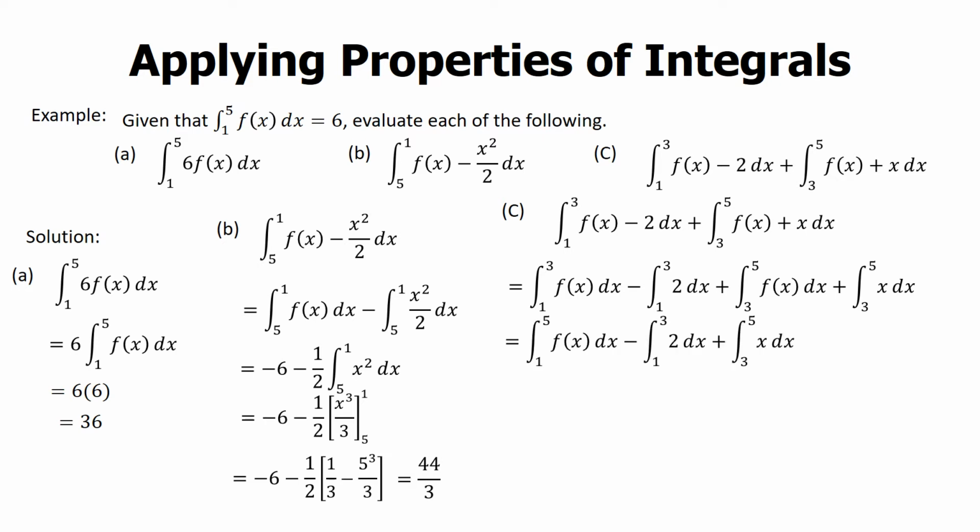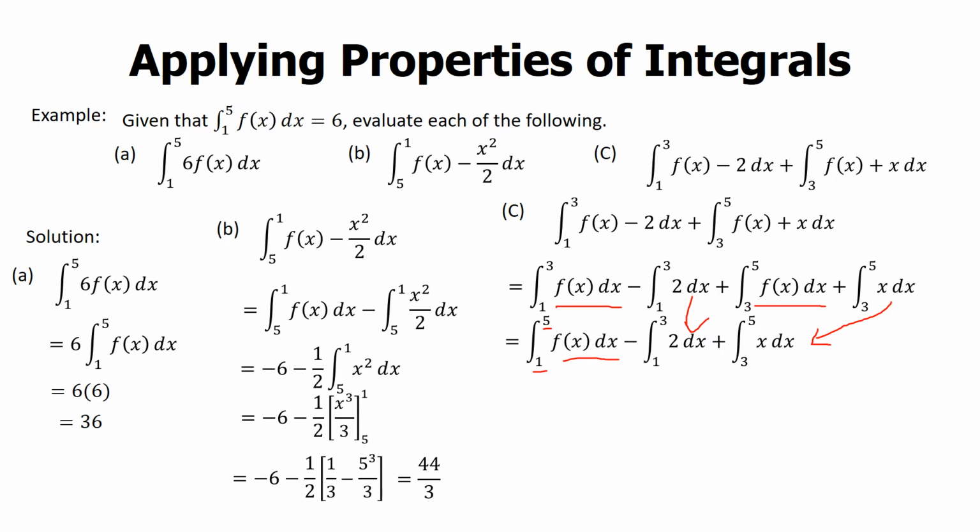Now we can combine. We can see that integration from 1 to 3 fx dx and integration of 3 to 5 fx dx becomes integration from 1 to 5 fx dx. So minus the remaining, we just copy down integration from 1 to 3 2 dx. Integration from 3 to 5 x dx, we just copy down.